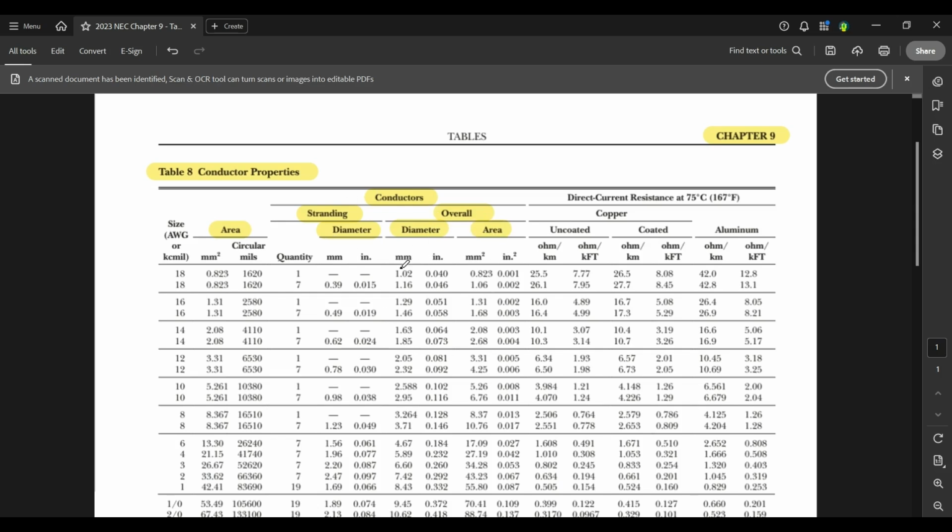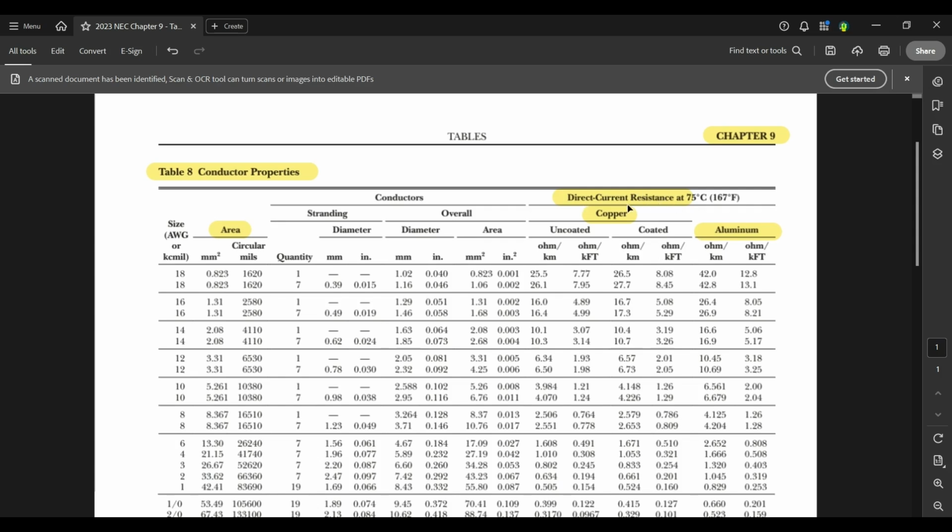A lot of this information is used in different areas, not for figuring out the voltage drop calculation. So we're not really going to look at this section here in the center. The last section is going to be the DC resistance, and then you have copper and aluminum. Copper has 2 sections of uncoated and coated, and aluminum is just by itself.